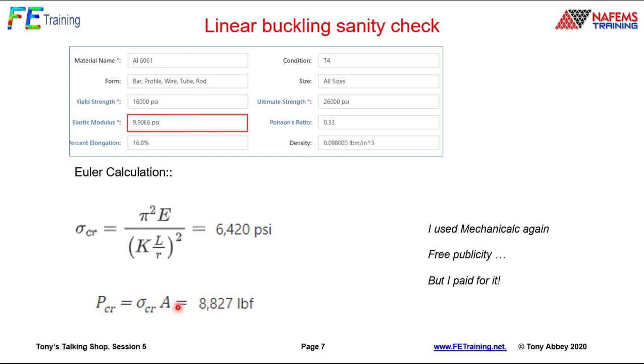Normally it's the critical load that we're interested in. You can see the ingredients of the equation. It's the classic Euler type of strut equation. We've got the material constant, Young's modulus. We've got K, which is a factor on the end condition. We'll talk about that in a second. L is the length and R is the radius of gyration. And then we've got the cross-section area. That's essentially all we need to do this. So about 8,800 pounds force is what we should be using here.